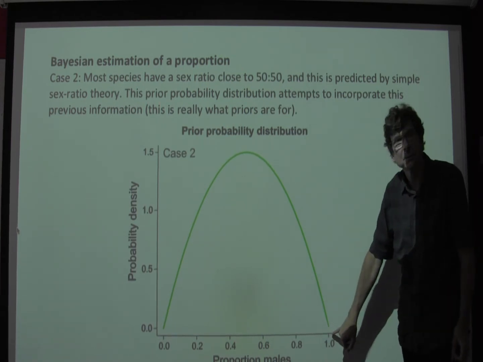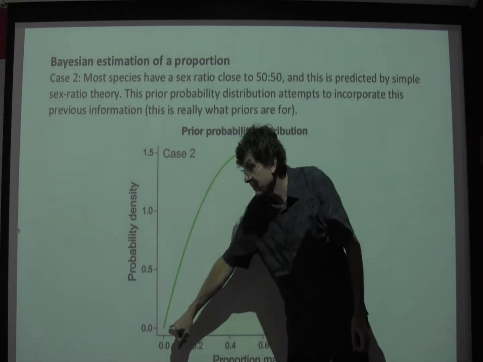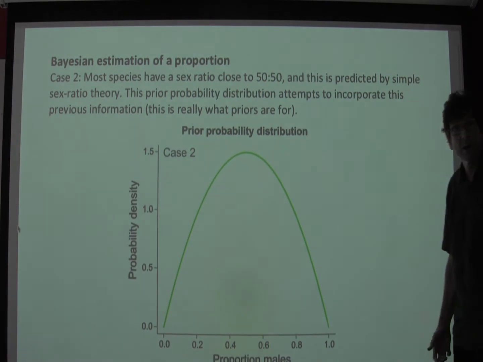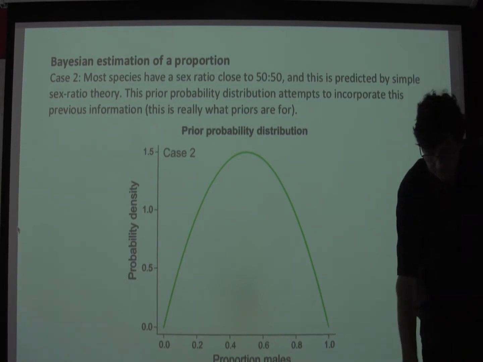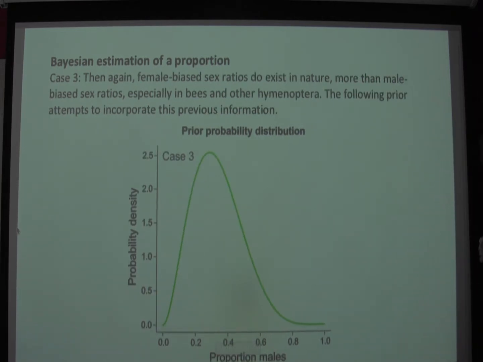It's highly unusual that they're all males, or that there are no males. So we can give that a low prior probability. And the closer to 0.5, the more likely it is. But we're not saying it's certainly there. It could still be in between, but this is just our prior. We're going to collect data to calculate a posterior distribution. So we can do this, and I'm calling that case 2.